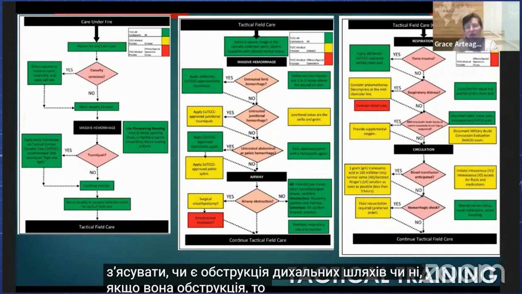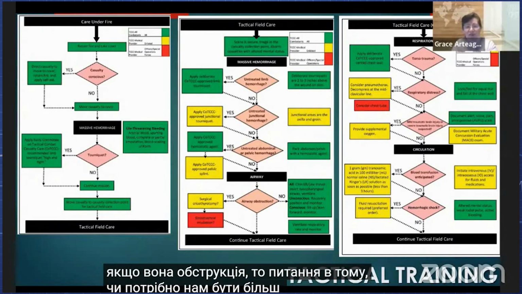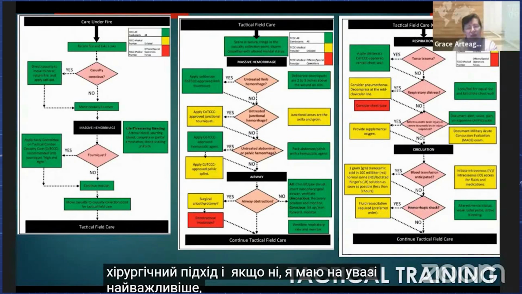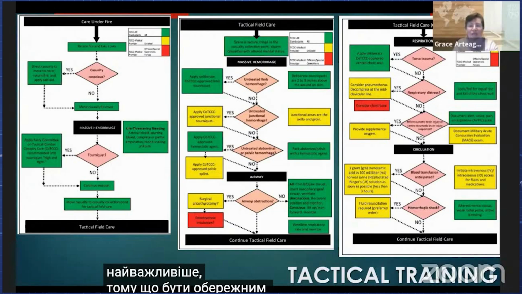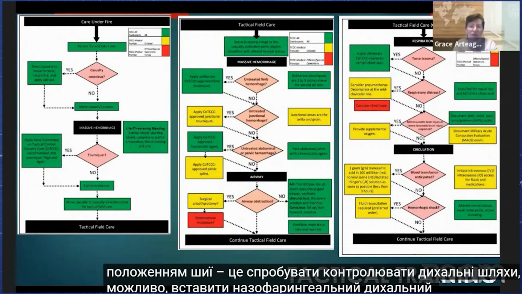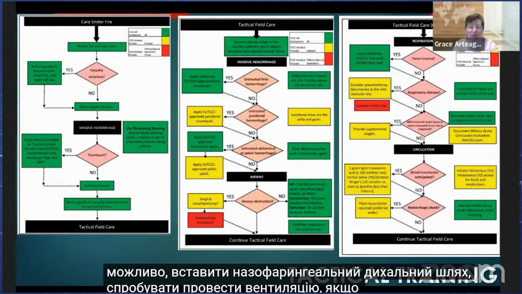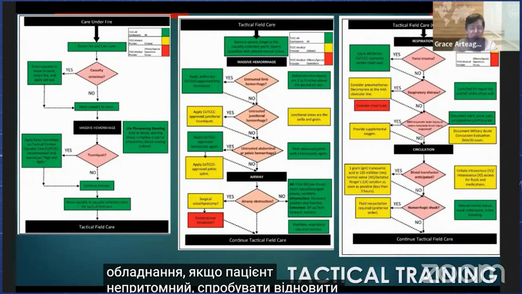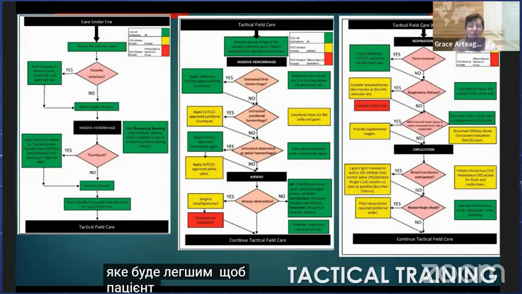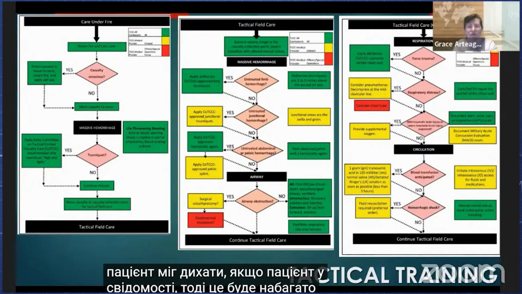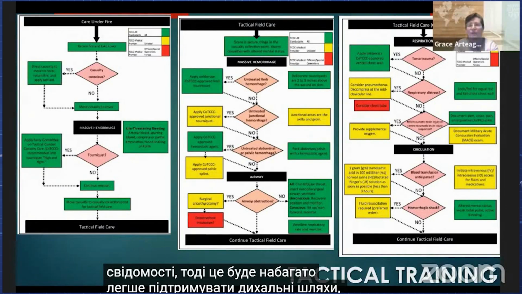If it is obstructed, then the question is, do we need to be more aggressive and do a surgical approach? And if not, the most important thing, being careful with the neck position, is to try to control the airway, maybe insert a nasopharyngeal airway, and try to ventilate if the equipment is available. If the patient is unconscious, try to place them in a recovery position that's going to be easy for the patient to breathe. If the patient is conscious, then that's going to be a lot easier to maintain the airway.